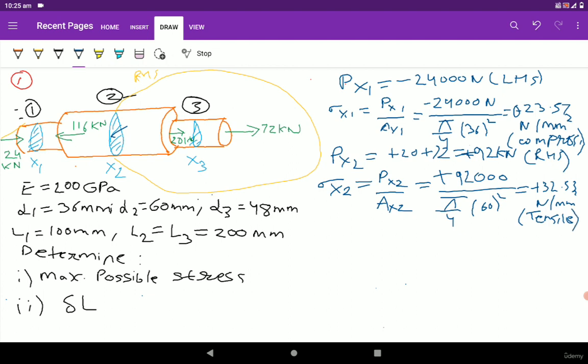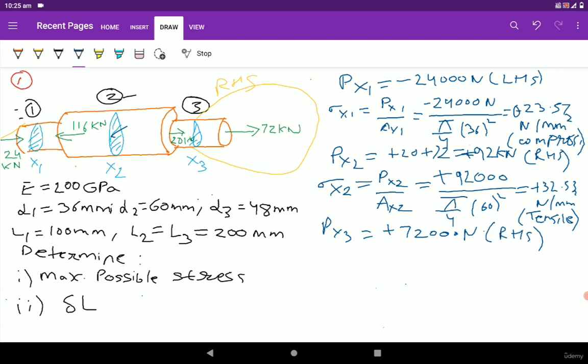Now moving to the third section. We are going to consider the right hand side of the x3 section, because there is only one stress acting there on the right hand side. So we can write Px3 is equal to plus 72,000 Newton, because it is tensile in nature. Now from the right hand side, calculate the value of sigma x3.